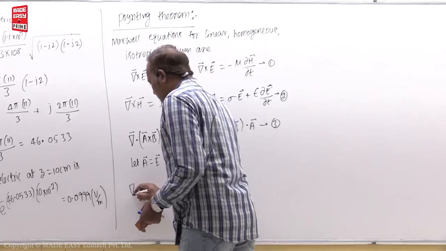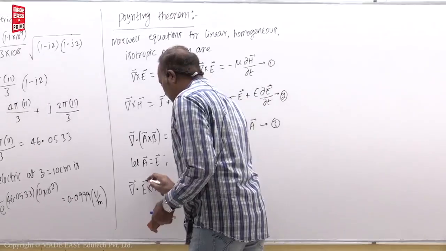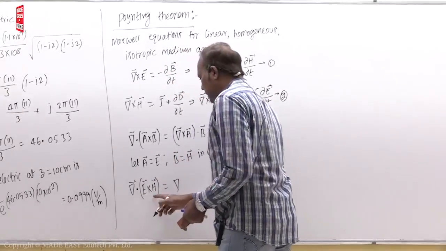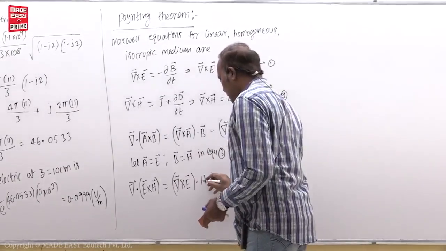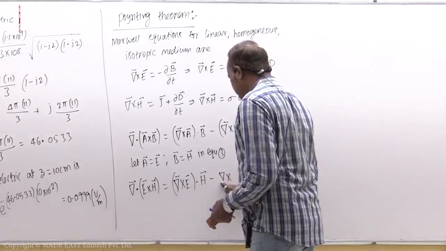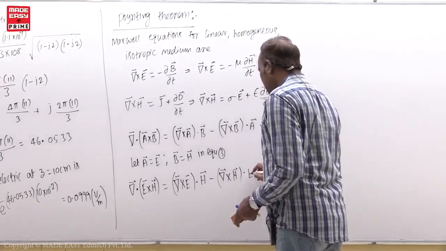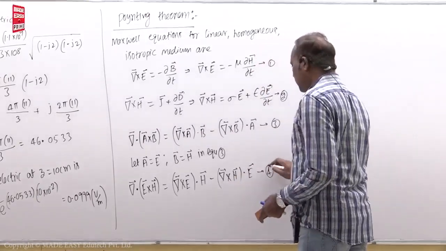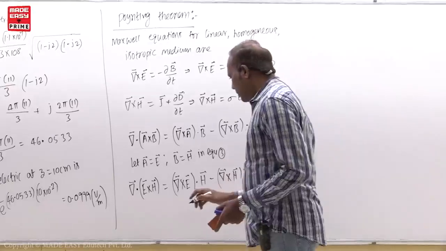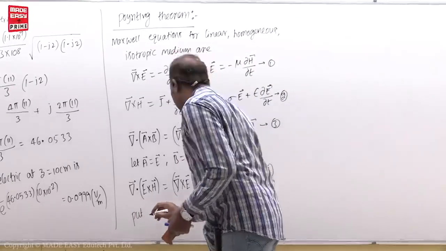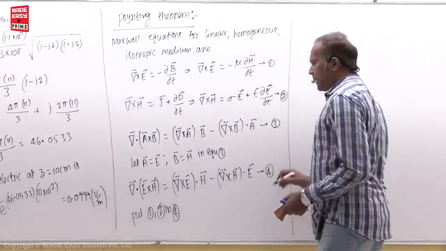Now let A bar be equal to E bar and B bar be equal to H bar in equation 3. Then we get del dot E bar cross H bar. This is what the Poynting vector is. So del cross E bar dot H bar minus del cross H bar dot E bar is equation number 4. Now del cross E is here and del cross H is here. Substitute them, so put 1, 2 in equation number 4.